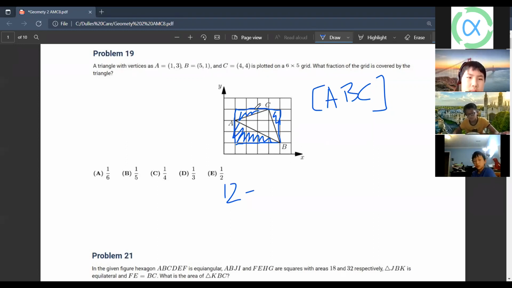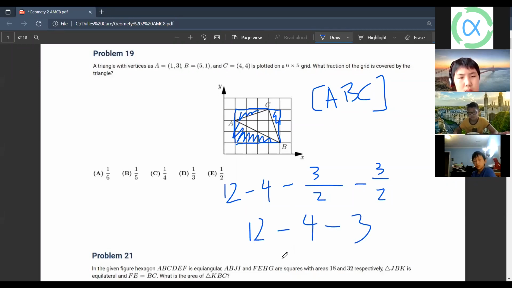We take the area of this blue rectangle, that's 12, minus the area of this larger blue triangle, that's 2 times 4, 8/2, so minus 4, minus 1/3, that would be 3/2. And then minus 3/2 again, since the area of this triangle is base times height, divided by 2, right? So then we just get 12 minus 4, and then minus 3. So then we would get 5.